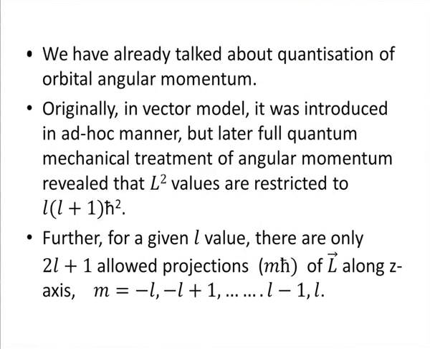We have already talked about quantization of orbital angular momentum. Originally, in vector model, it was introduced in an ad hoc manner, but later full quantum mechanical treatment of angular momentum revealed that L square values are restricted to L into L plus 1 h bar square. Further, for a given L value, there are 2L plus 1 allowed projections m h bar of L along z direction, m is equal to minus L to plus L spaced by unity.